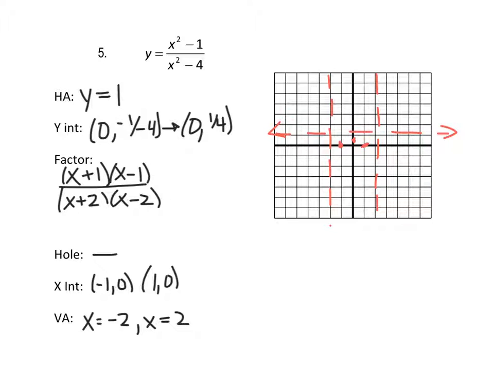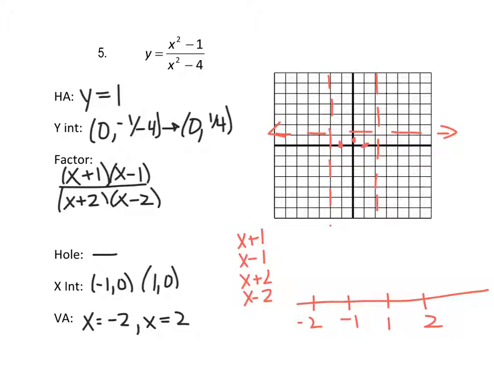So I have a lot of things going on in my sign chart this time. X plus 1, x minus 1, x plus 2, x minus 2. And then I have to put all those values at the bottom. Make sure you're putting them in order from least to greatest. All right, so let's try -10. That's going to be negative. -1.5 would be negative. 0 is positive. 1.5 positive. 10 positive. I like to choose really exaggerated values.